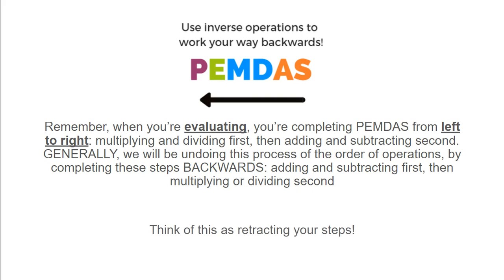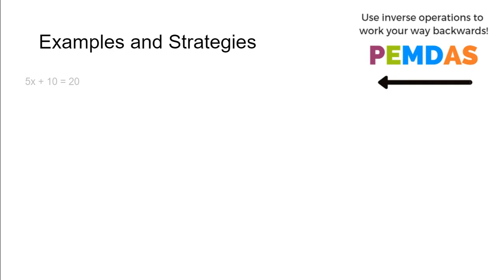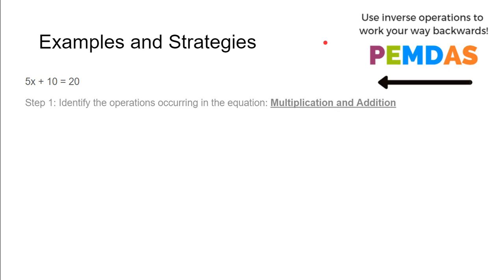Okay, so you have to think about this as retracing your steps. So basically going backwards. If we had to multiply and divide to get to my particular endpoint, we need to divide in order to get back to my beginning. So we are just retracing our steps. So I'm going to leave this graphic in the corner so that we can look at it and reference it. So we have 5x plus 10 equals 20.